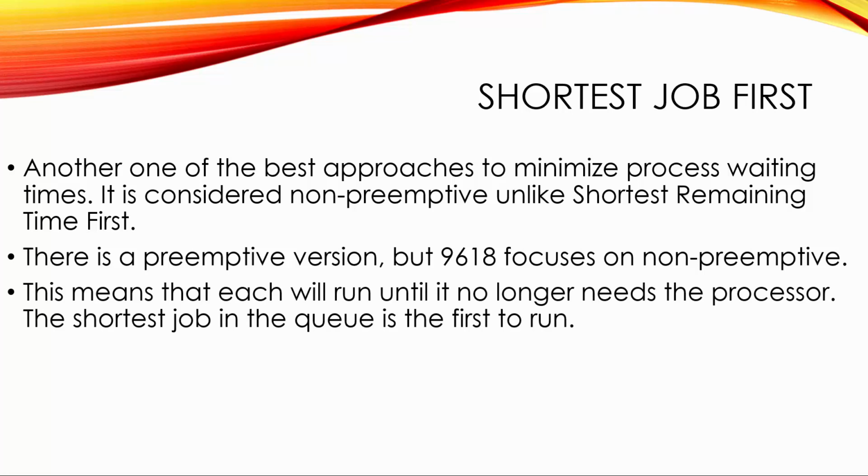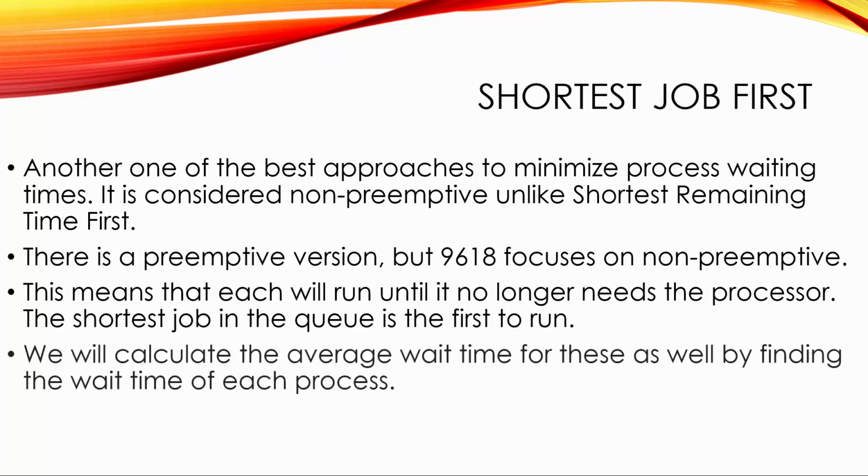Now, this means that each will run until it is no longer needed by the processor. They're going to arrive, the processor is going to identify the shortest job, and that's the first one to go. So the shortest job in the queue is the first to run. We're going to calculate the average wait time for these, as well as by finding the wait time of each process. So let's take a look at this example.